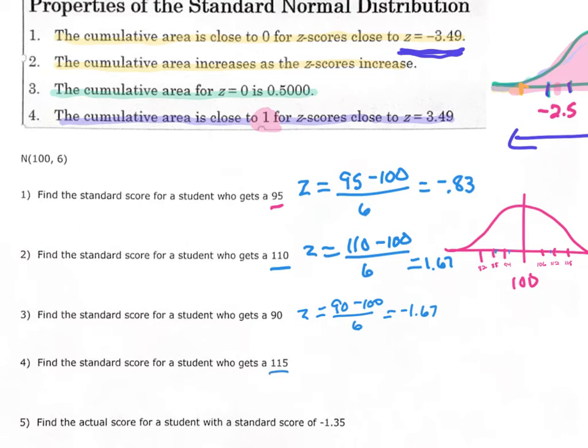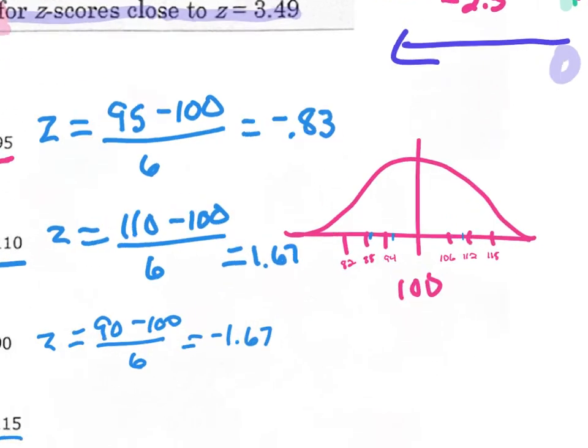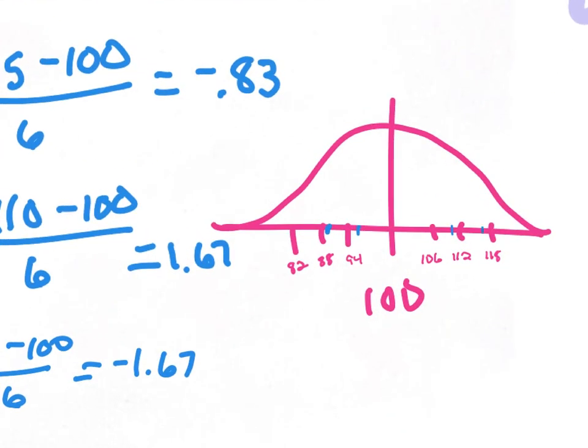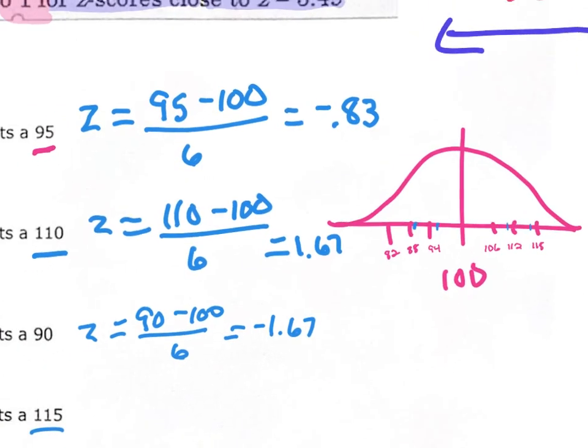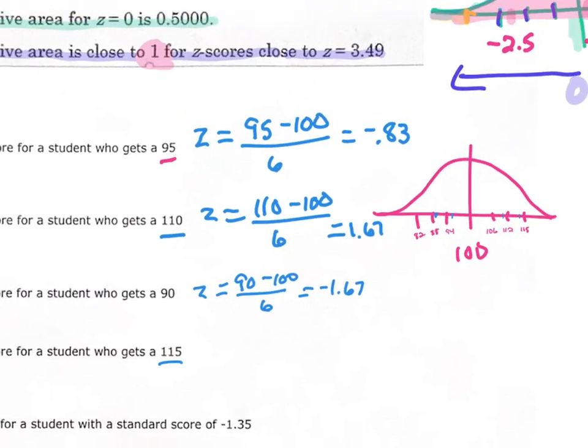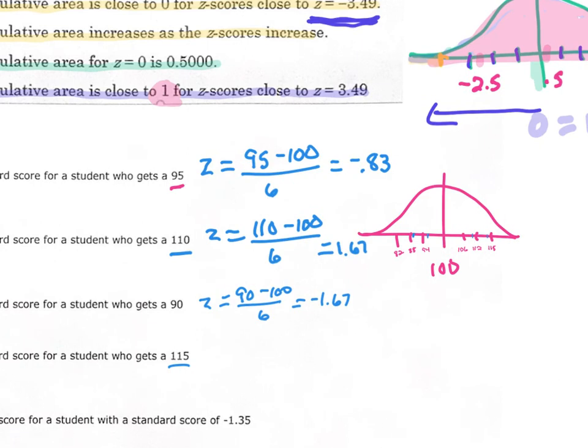And lastly, 115. Well, on this one, we're going to be pretty close to 3. We're going to be between 2 and 3 standard deviations above that mean. Halfway in between. So think about that. So z is equal to 115 minus 100 all over 6. And so we get 2.5. It's positive, so that tells us that we are above the mean, and we are 2.5 standard deviations above the mean.